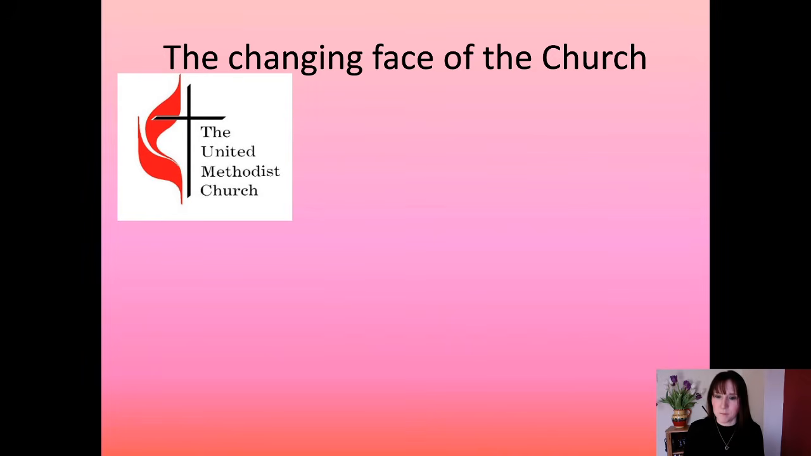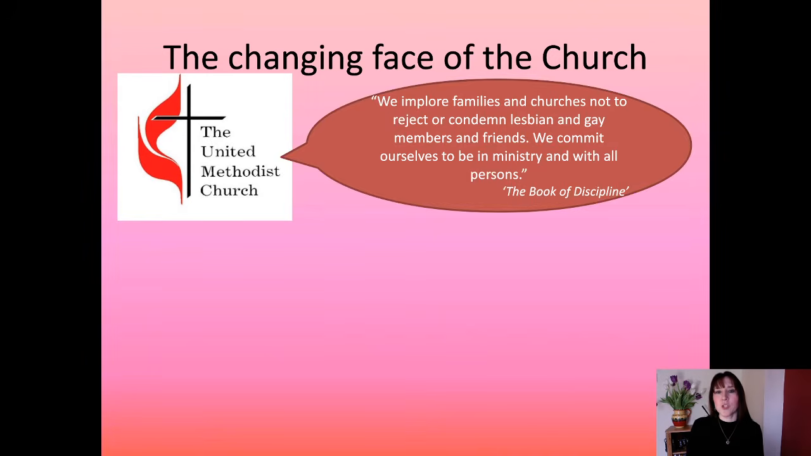The changing face of the church. The Methodist Church, the United Methodist Church, in the Book of Discipline says, we implore families and churches not to reject or condemn lesbian and gay members and friends. We commit ourselves to be in ministry with all persons. Now, I really like that because, again, they recognise both lesbian and gay.